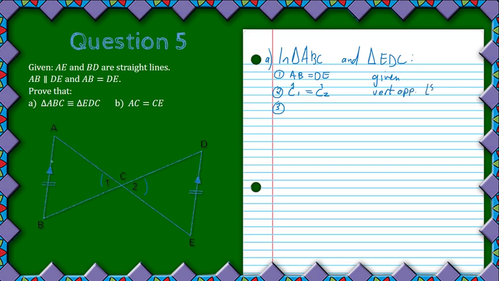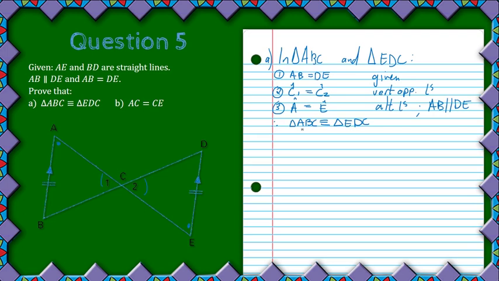And then we are given that these two are parallel. So since they are parallel, this A and E are alternate angles, which makes them equal. So therefore I can say that angle A is equal to angle E, and that is alternate angles. So my parallel lines are AB is parallel to DE. So therefore, triangle ABC is congruent to triangle EDC.